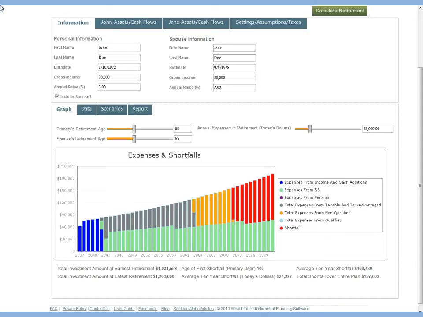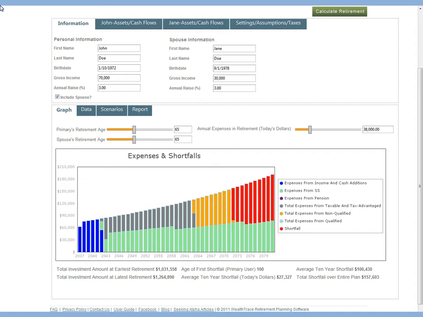In this demonstration, I'm going to show you how you can use scenario capabilities in our retirement planner to make up for shortfalls in retirement that might occur earlier than you want. I will also show you how you can potentially retire earlier or spend more money in retirement if your retirement plan shows you that you will actually outlive your money by many years.